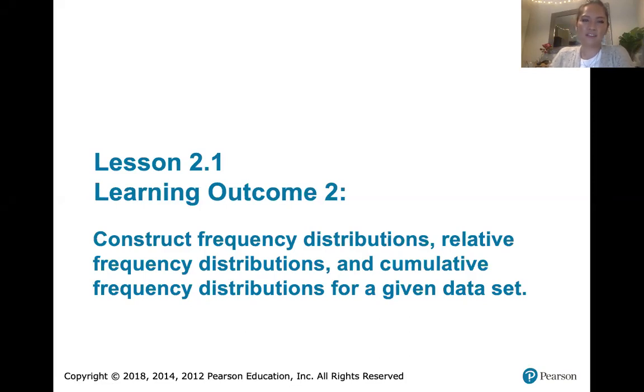For the most part, these are created for us by technology, but creating a few ourselves will help us to better understand what it is we're looking at. This is best done by example, so we're going to use the Old Faithful data, those eruption times from the last learning outcome video, to construct the frequency distributions. And again, we're going to look at all three types.